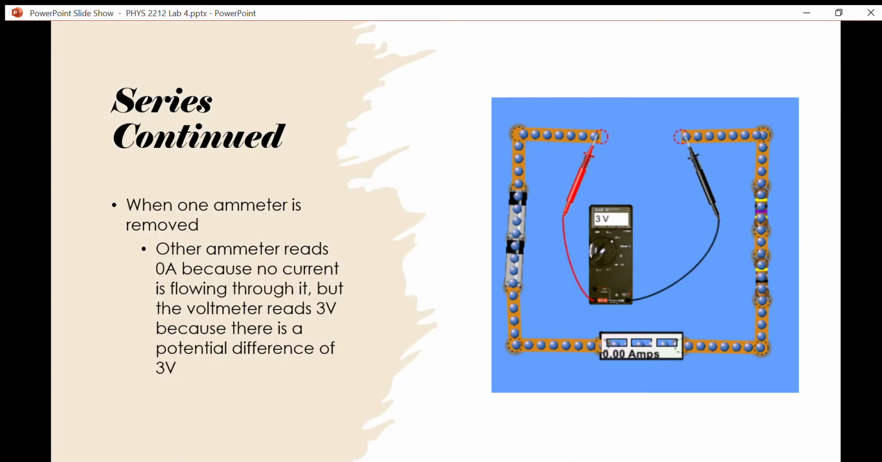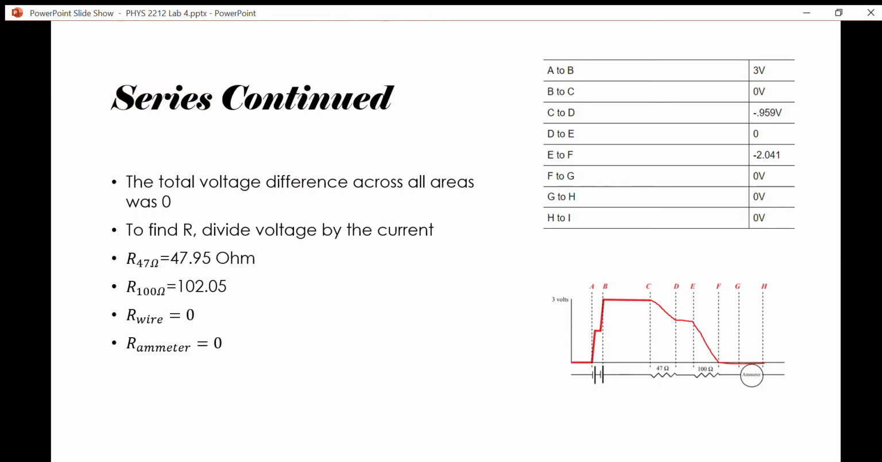So for the next part of the series, we had to remove one of the ammeters and replace it with a voltmeter. And so when one of the ammeters is removed, the other ammeter reads 0 amps because there's no current flowing through it, but the voltmeter is going to read 3 volts because there's a potential difference across the wires of 3 volts.